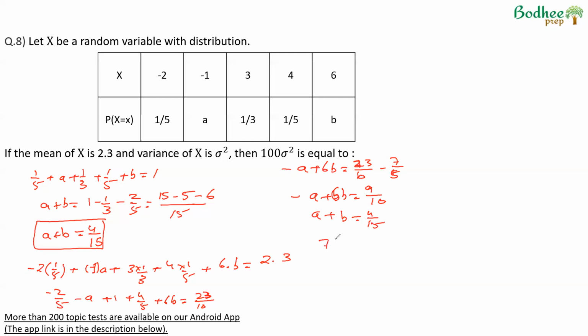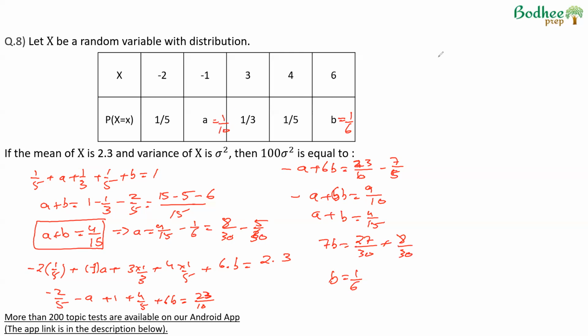If we add these two, we will get 7b = 9/10, which can be written as 27/30 + 8/30 = 35/30, so b comes out to 1/6. And from here we can say a = 4/15 - 1/6, which is 8/30 - 5/30 = 3/30, so a becomes 1/10.